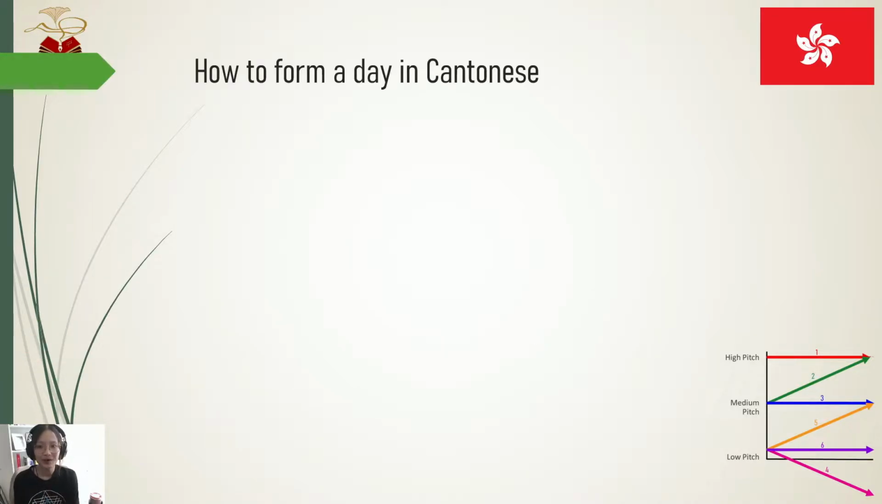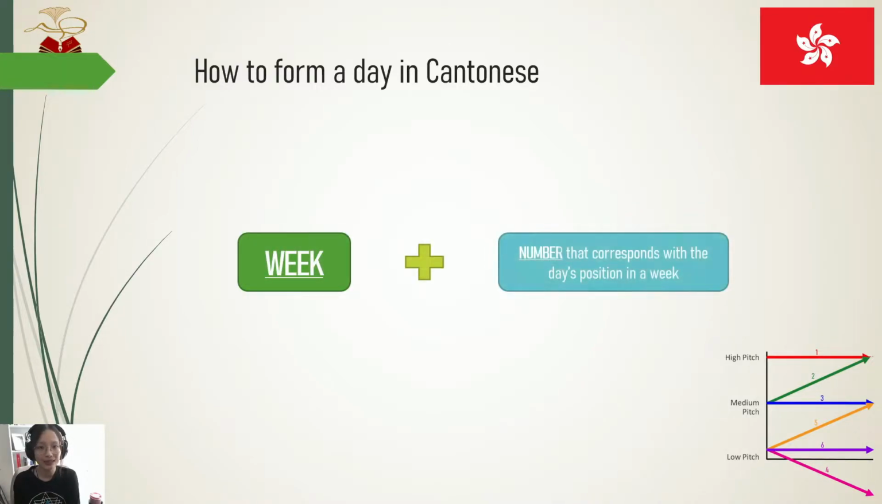So how to form a day in Cantonese. If you speak Mandarin or if you have learned Mandarin before, it is the same idea. You'll first need the word for week, and then you'll need to know the numbers between 1 to 6, the number that corresponds with the day's position in the week. You might be thinking, why don't we need number 7? I'll let you know later.